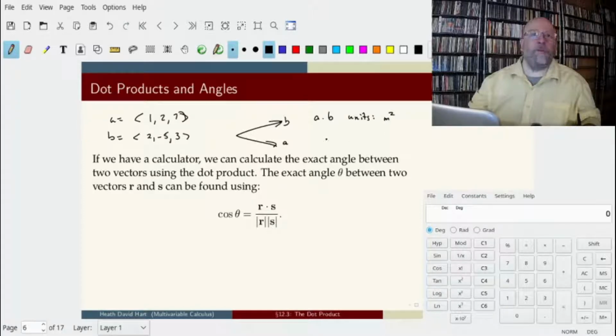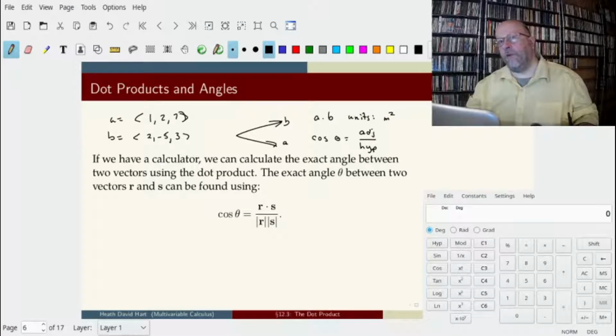But if I calculate a cosine, the cosine of an angle is the adjacent side of a triangle divided by the hypotenuse of the triangle. And that's in meters over meters, so the meters cancel and the cosine is unitless. And so the dot product and the cosine are not quite the same because the units don't match.